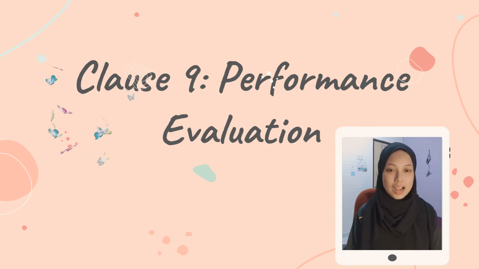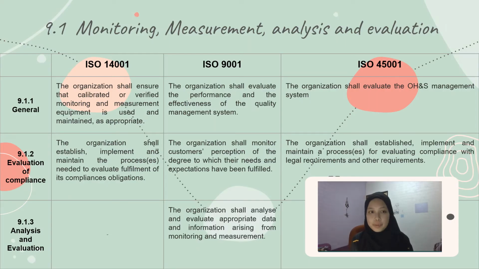Okay, so now I will explain about clause 9, which is performance evaluation. 9.1.1 in ISO 14001, the organization shall ensure that calibrated or verified monitoring and measurement equipment is used and maintained as appropriate. In ISO 9001, the organization shall evaluate the performance and the effectiveness of the quality management system. In ISO 45001, the organization shall evaluate the OH&S management system.